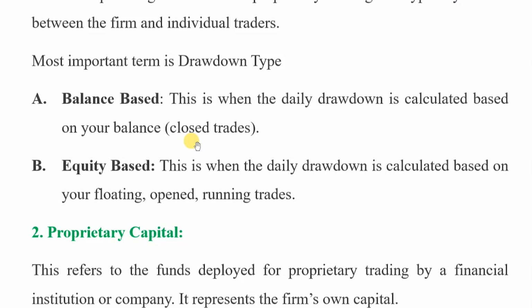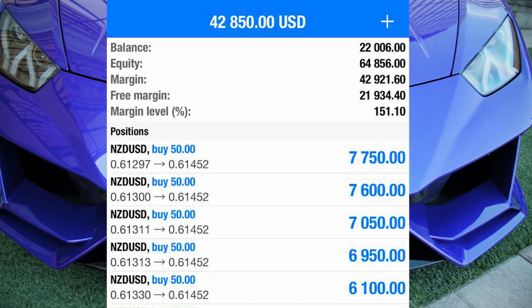The most important term in prop firm trading is the drawdown, because that is what is going to keep you in the game or kick you out. The first type is balance based, while the second is equity based. The balance based is when the daily drawdown is calculated based on your balance.